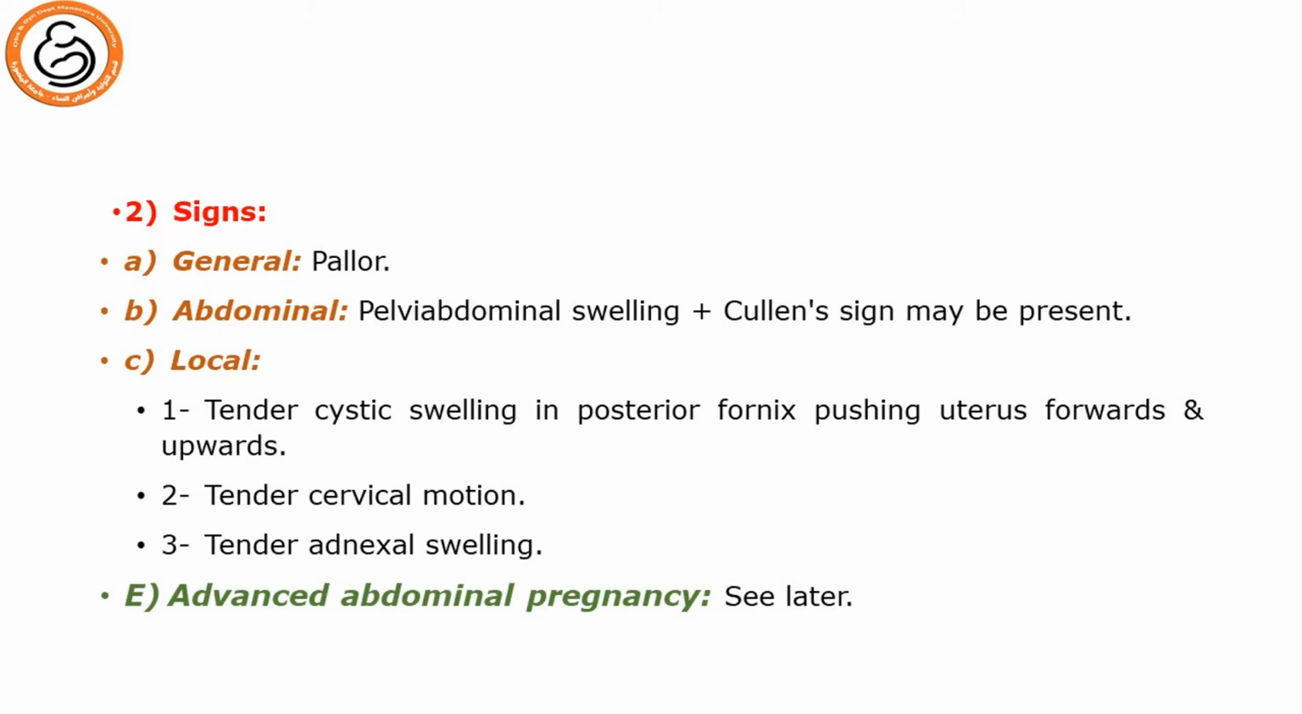For the last fate, which is advanced abdominal pregnancy, like we mentioned, if the pregnancy just erodes the wall and escapes from such a hole into the peritoneal cavity, it attaches itself to the neighboring structures, and this will lead to advanced secondary abdominal pregnancy.